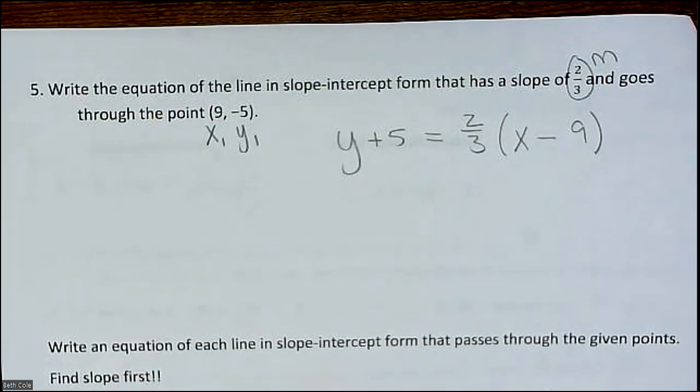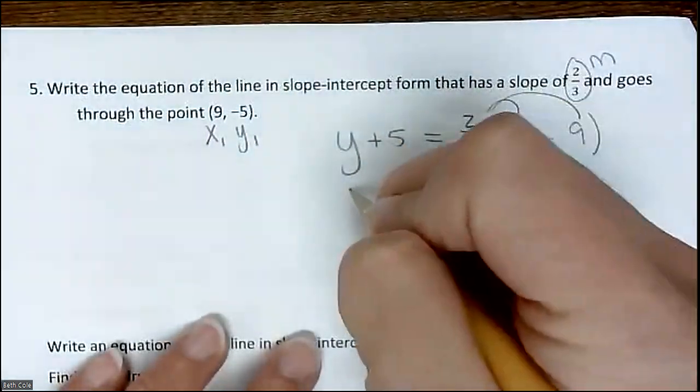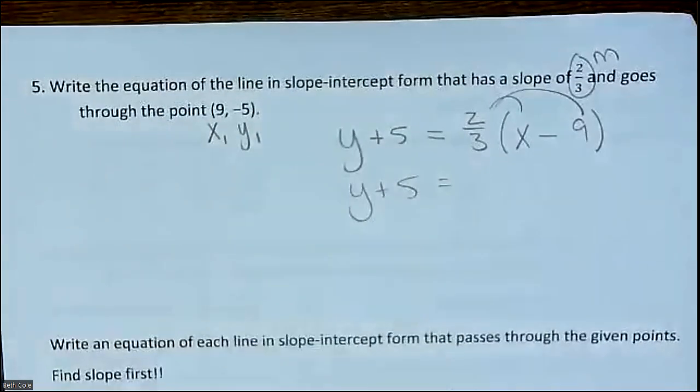You're going to distribute, and I'm sorry, I'm just trying to bring up Desmos here so I can share my screen and show that. It's always going to be in that format, and you're going to have 2 steps. We're going to distribute, and then you get y by itself. So y plus 5 equals.